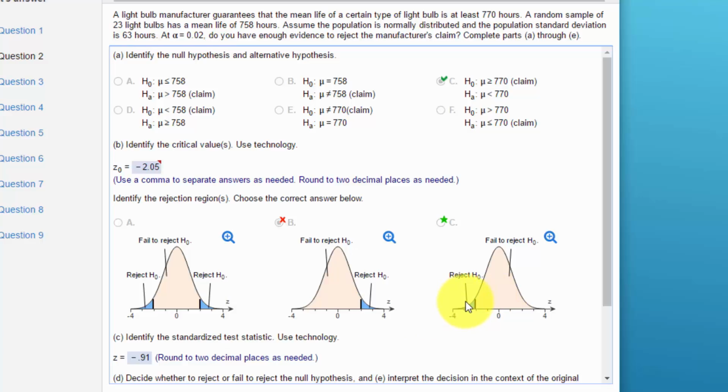So again, be really careful to think through what is the alternative, what is the null. Use the operator in the alternative to tell you, is it a left tail, which is less than, right tail, which would be greater than, two tail, which would be not equal.